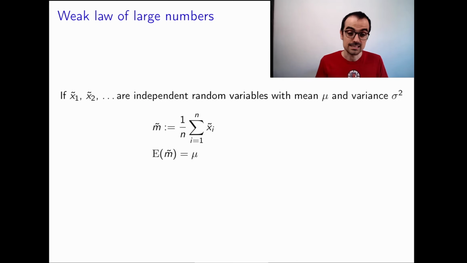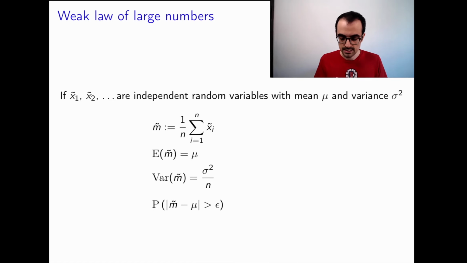We have established in a previous video that the expected value of the sample mean is equal to the true mean, and also that the variance is sigma squared divided by n. So this puts us in a great position to control the deviation between the sample mean and its mean, mu, which is the mean of the population. Mu happens to be the mean of the sample mean.